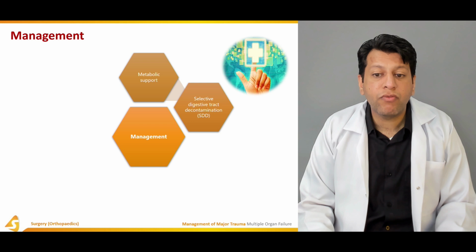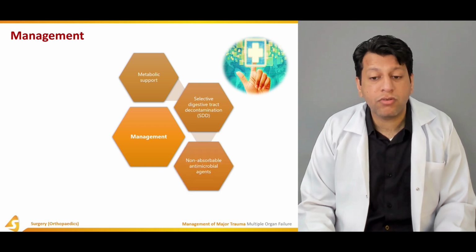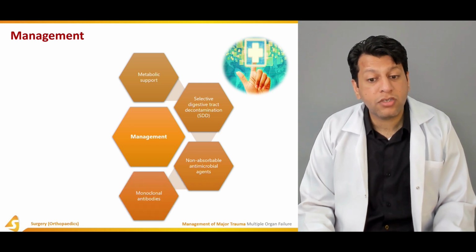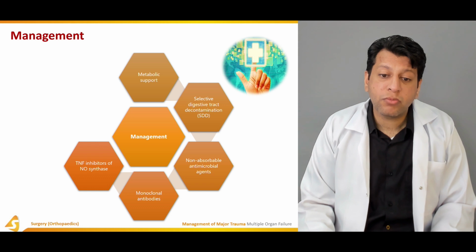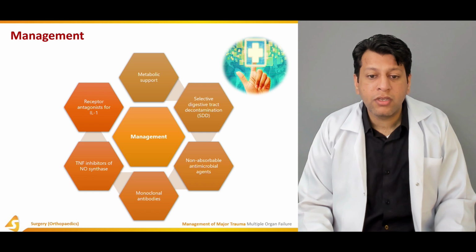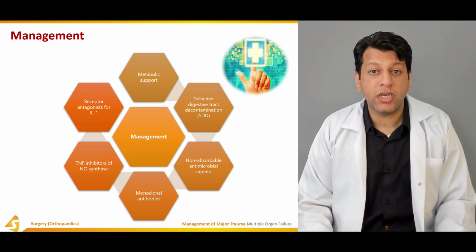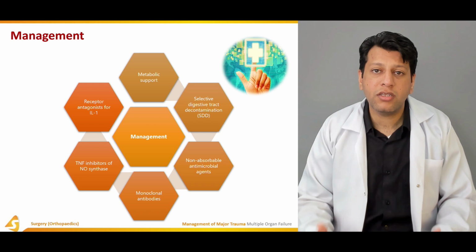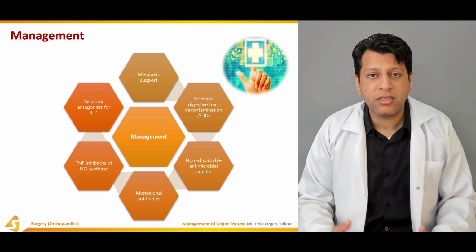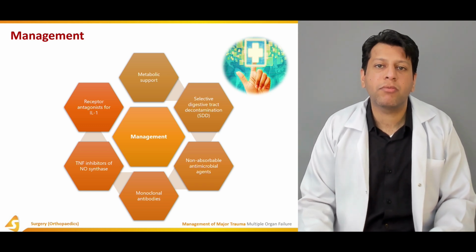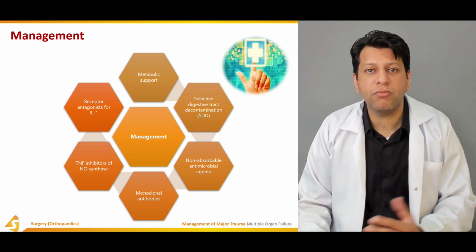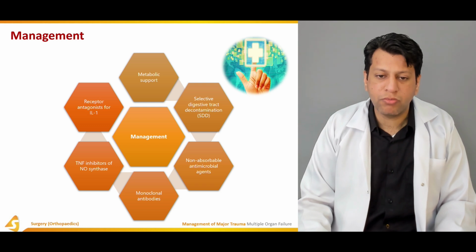We may have to go for selective digestive tract decontamination to decrease the level of sepsis, with non-absorbable antimicrobial agents, monoclonal antibodies, and maybe TNF inhibitors, so that the inflammatory response is reduced, and interleukin-1 receptor antagonists as well. All this will help in decreasing the septic load as well as the inflammatory response, along with aggressive resuscitation so that hypotension and hypoperfusion can be avoided. This will usually prevent SIRS from eventually leading to multi-organ dysfunction syndrome.